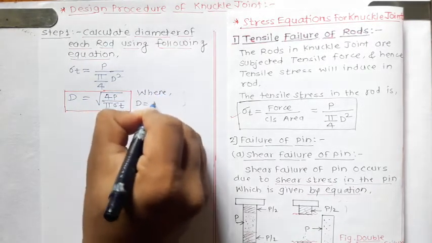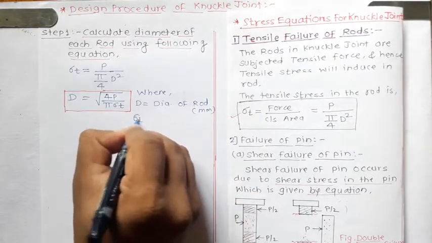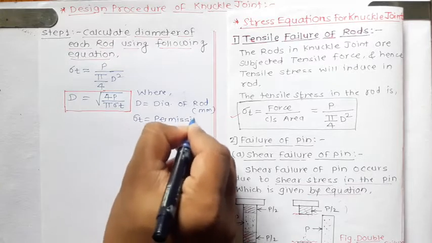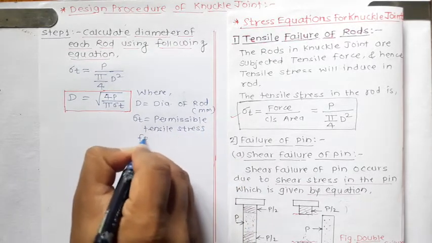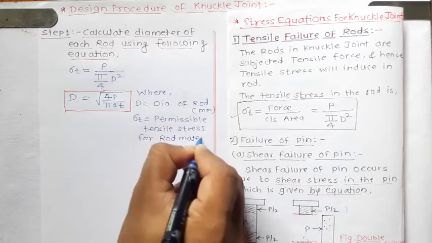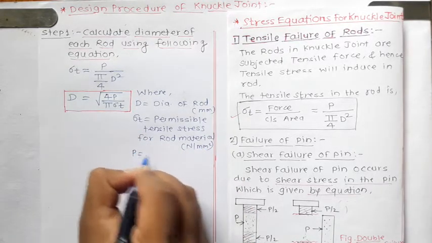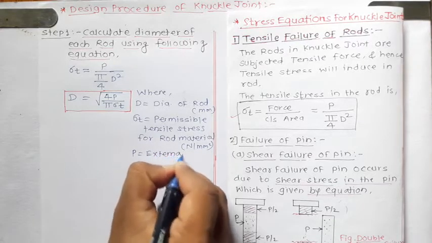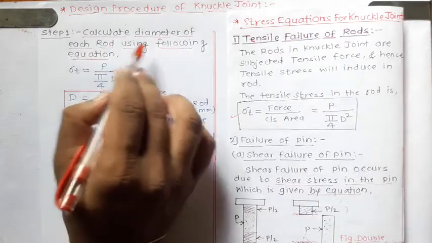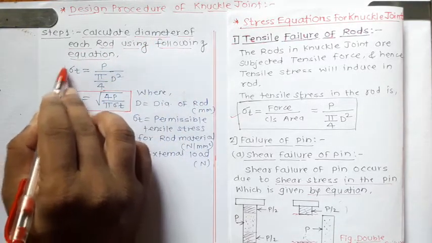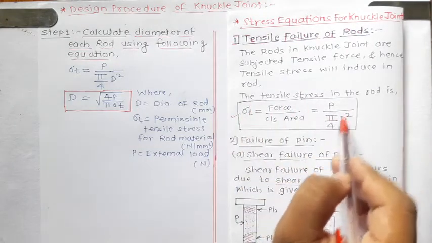Where this capital D is the diameter of rod in mm, sigma t is the permissible tensile stress for rod material in newton per mm square, and capital P is the external load in newton. So from this equation we can find out the diameter of rod, and for that purpose we have referred to the equation of tensile stress in the rod, which we derived in the previous article of stress equation for knuckle joint, and that equation was sigma t is equal to P upon pi by 4 D square.